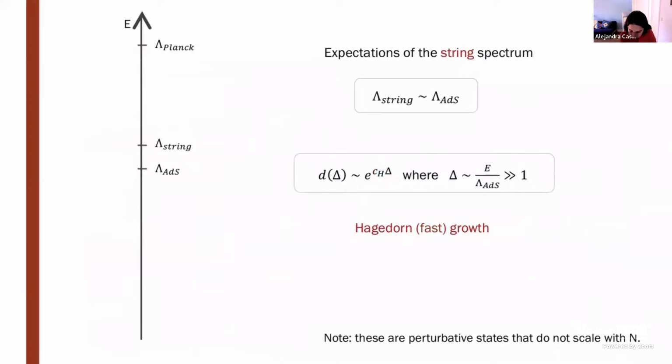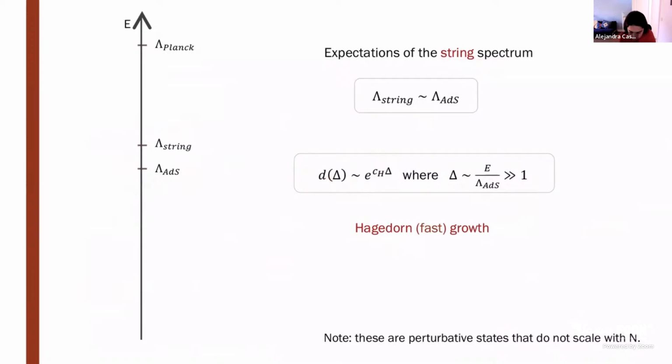And this is the growth for states whose conformal dimension, or basically its energy measured in AdS units, is big. They're very heavy in AdS units, but not Planckian. So that is the sense in which they're perturbative. Planck here is what scales with n, so these are states that are down here. But if they have a Hagedorn-like growth, they will still be perturbative, but there will be too many, and they will look more like a string-like spectrum.